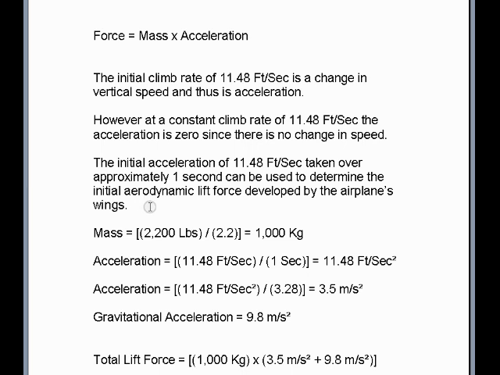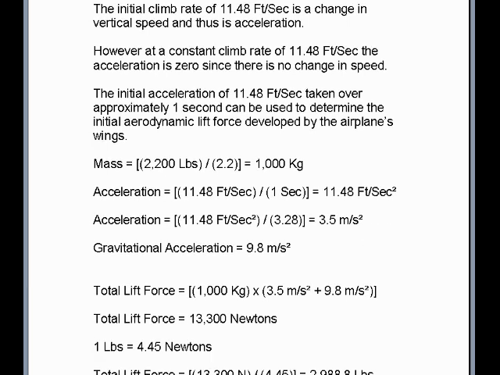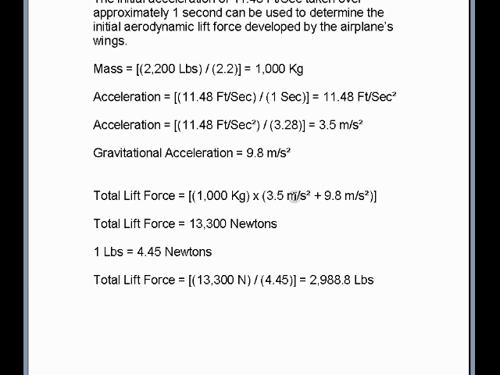The mass in this case is 1,000 kilograms, which is 2,200 pounds divided by 2.2. The acceleration, since it's 11.48 feet per second, change in speed over 1 second, the initial lift acceleration above weight or gravity would be 11.48 feet per second squared. So if we convert that into meters per second, we get 3.5 meters per second squared. Climb acceleration plus gravitational acceleration of 9.8 meters per second squared.